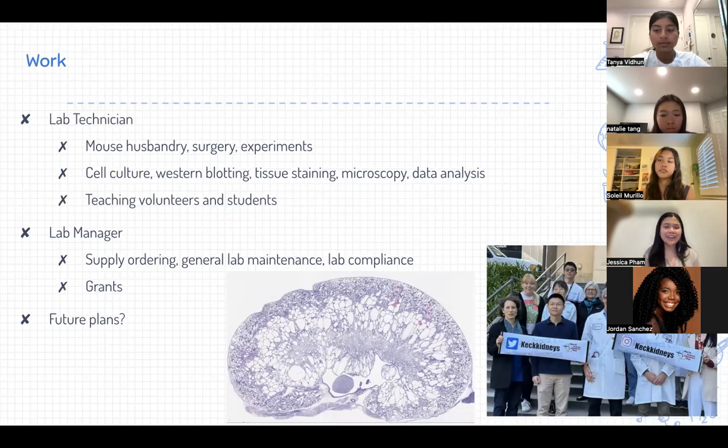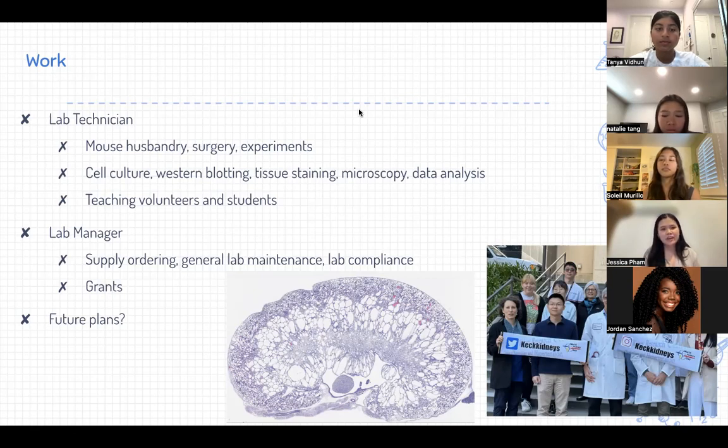So my lab work involves mouse experiments. I do breeding, I do surgery, I do different experiments on them. And then I've also been involved in the cell culture work. So we have in vivo studies in the mice and then in vitro studies in cells. And then from there, we do Western blotting, tissue staining, a lot of microscopy. And then I do a lot of data analysis because I like doing that.